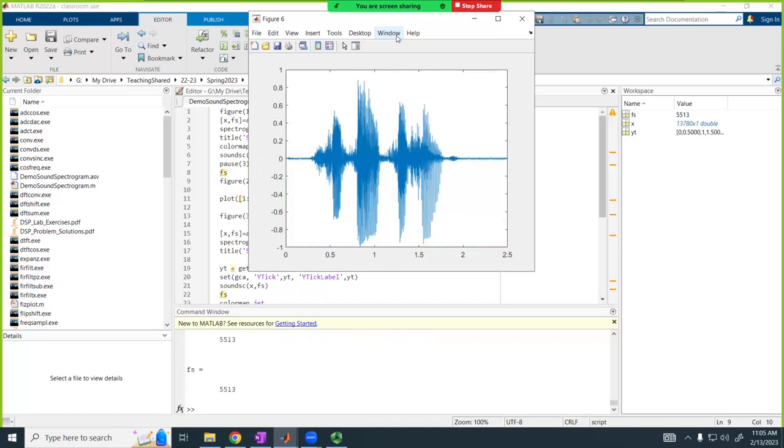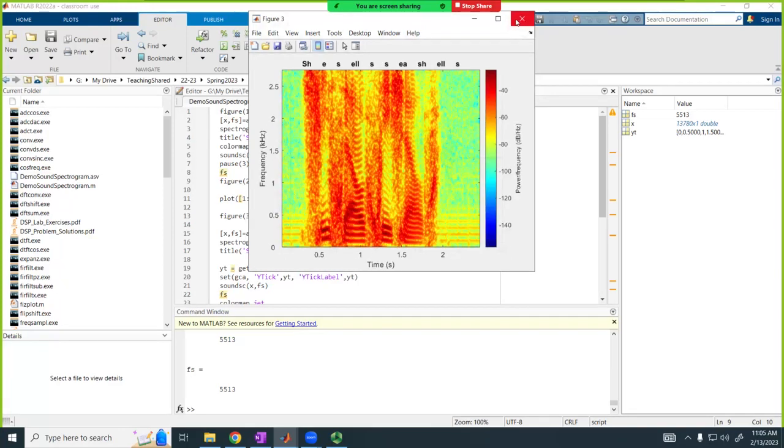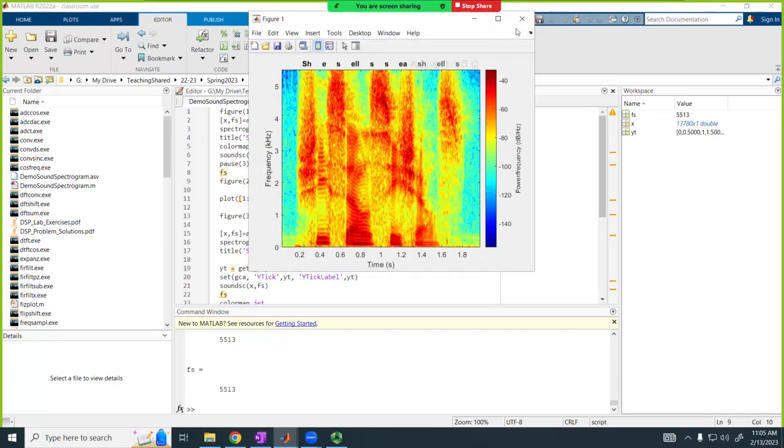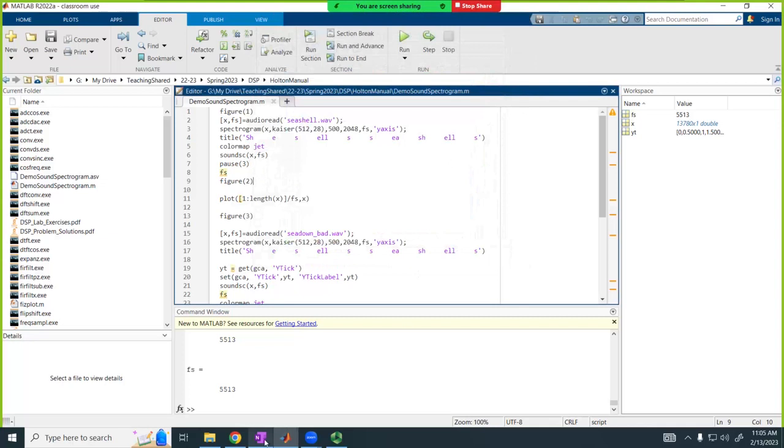Make sense, everybody? Okay. If anybody is interested, you can take the code and investigate it further.